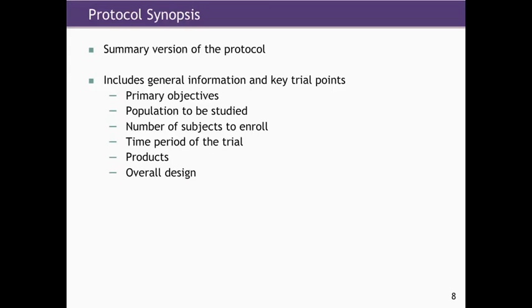Protocols may have something called a synopsis or a summary or an at-a-glance summary of key facts, and this slide lists some things you may find in a synopsis: the objectives and population, number of subjects. You can actually find a summary on clinicaltrials.gov for the trials that are registered there, so this is the kind of information that you would find. But we're going to move on to some more substantial sections of the protocol.